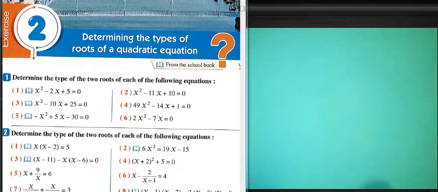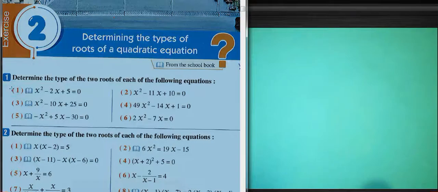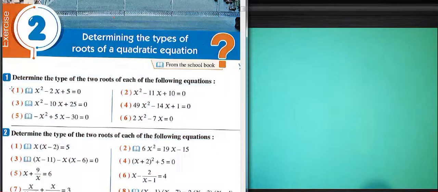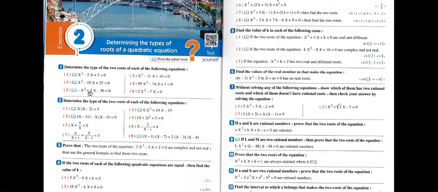Today we are going to talk about determining the types of roots of a quadratic equation. Number 1. Determine the type of the roots of each of the following equations. Number 1. Equation x power 2 subtract 2x plus 5 equals 0. First, look with me to this table.